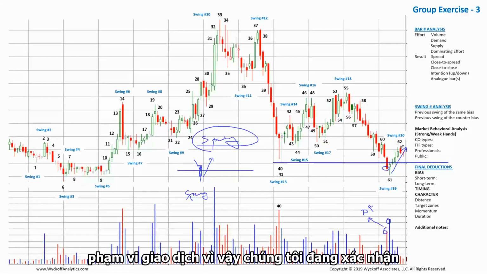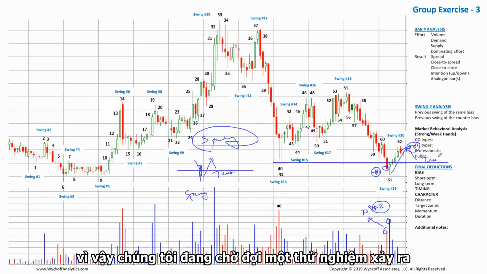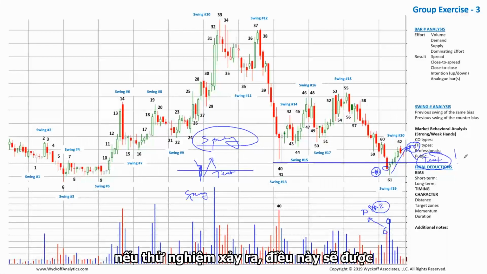So we are confirming a couple of things here. Number one, short, temporary commitment to the downside. Number two, emergence of demand. Number three, coming back into the trading range, trading above the range support. Number four, what should happen after that comeback? It should test. So we are waiting for a test to happen. If a test happens, this is going to be another confirmation that this was a spring.